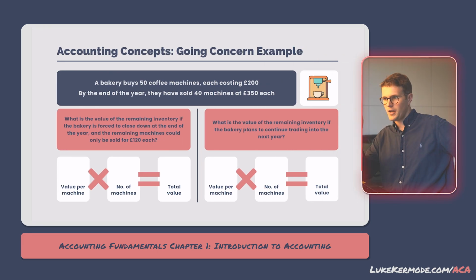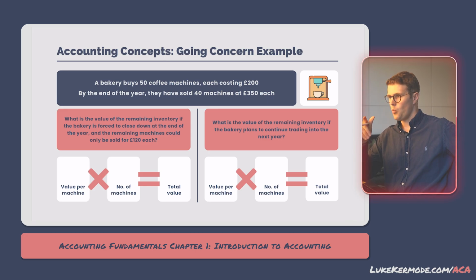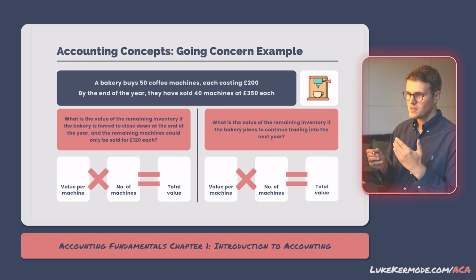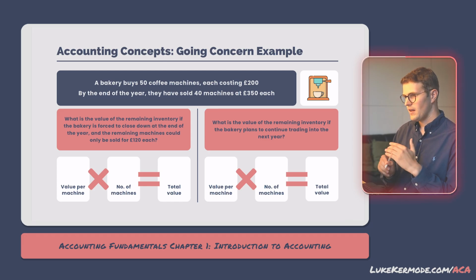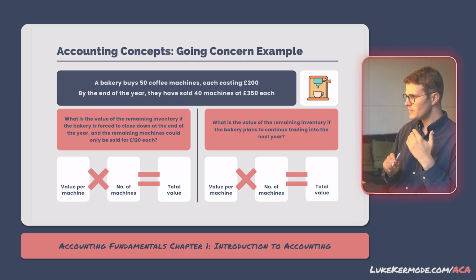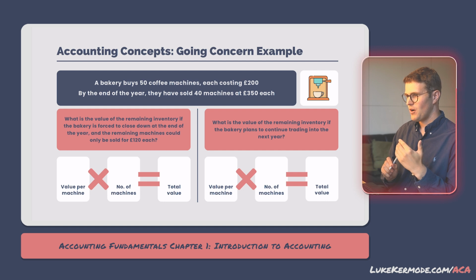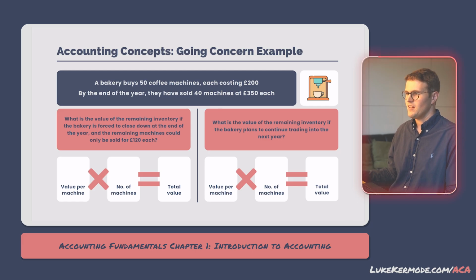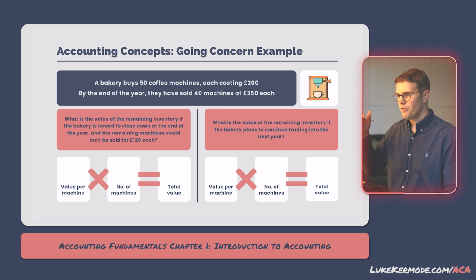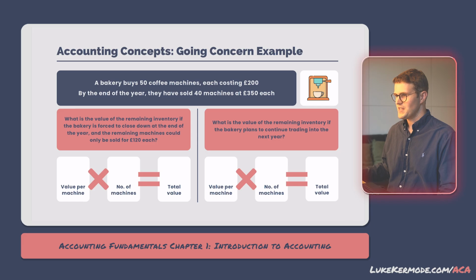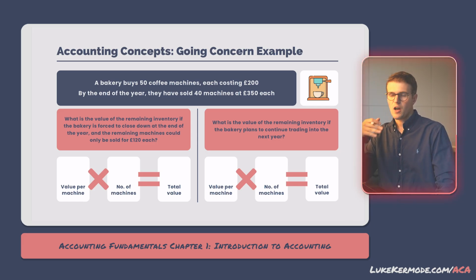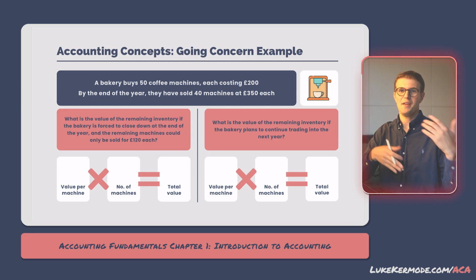So let's take a look at how the going concern assumption works in practice. Imagine a bakery that sells coffee machines. They purchase 50 machines, paying £200 each. During the year, they manage to sell 40 machines at £350 each. They have 10 unsold machines at the end of the year. The key question for us is, what value should we place on the 10 machines in the financial statements? Well, the answer really depends on whether the business is a going concern or not.